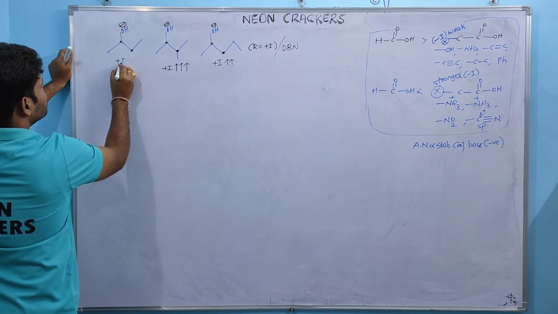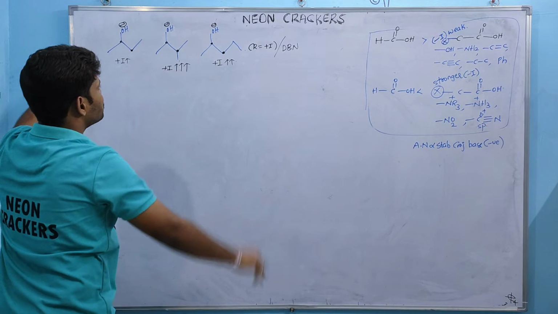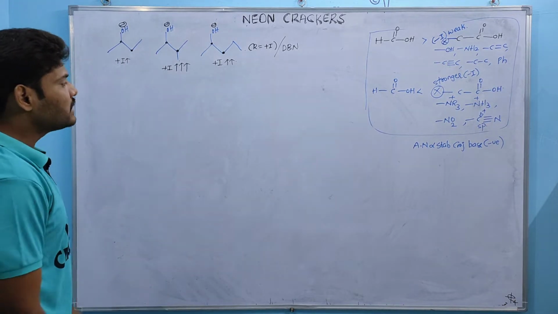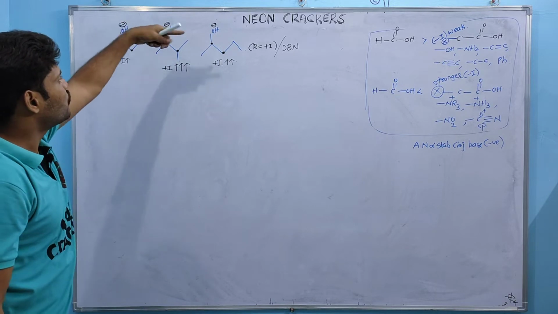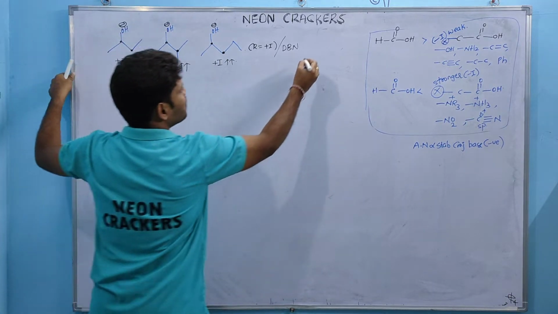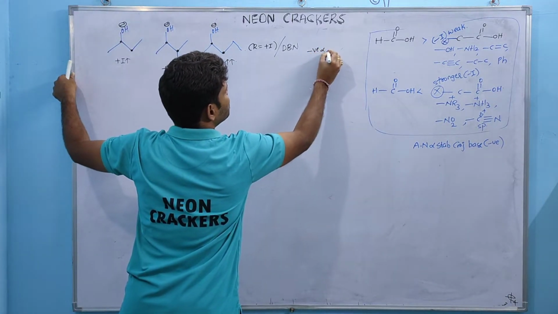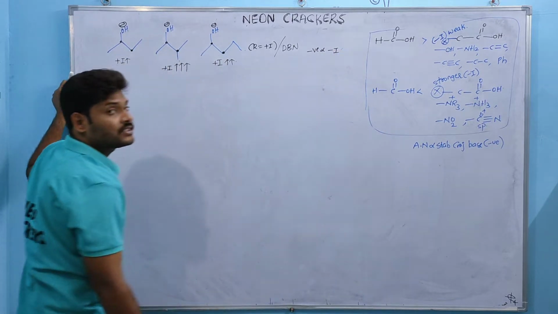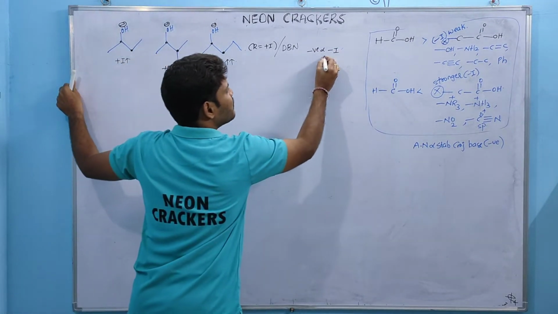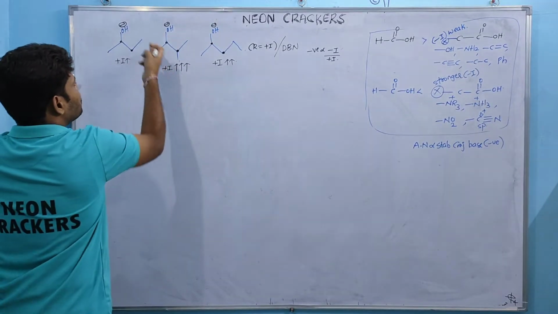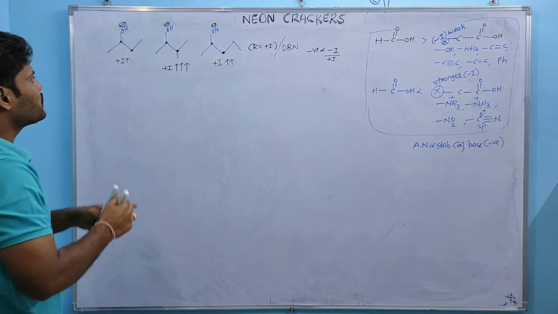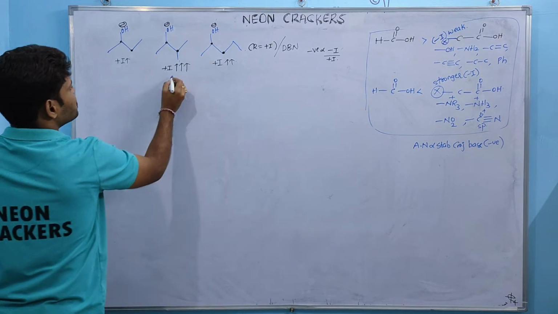Here there is only a simple plus I effect. Now, acidic nature and stability: this is what carbon and O minus. So what happened here? For a negatively charged particle, stability is increased by an electron withdrawing group and decreased by an electron donating group, and this is the most electron donating. So the stability decreases, and the acidic nature also decreases.